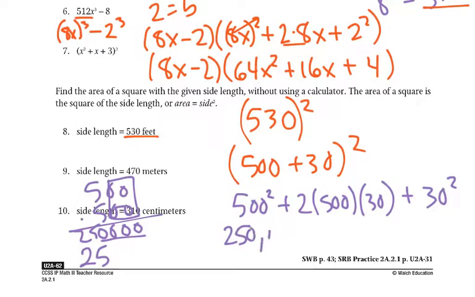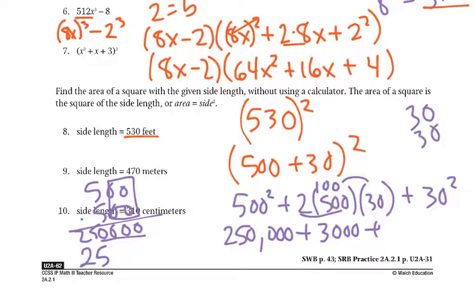So 250,000. Plus 2 times 500 is 1,000, times 30 is 3,000. Okay? Plus 30 squared, 30 times 30. 3 times 3 is 9, 2 zeros, 900. Now these we should be able to add together better, right? Would be 253,900 feet squared. So that's kind of the idea, is that you can use easier methods, and it's just practicing what we needed.